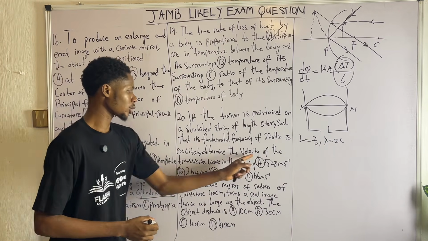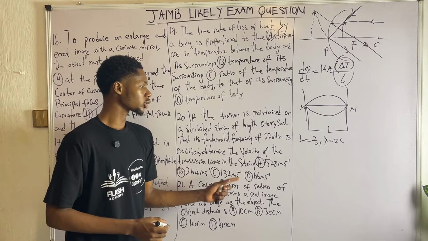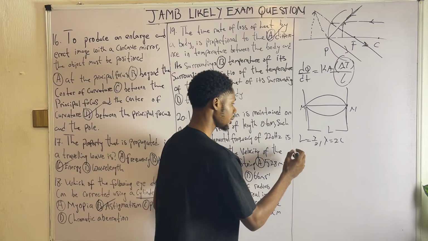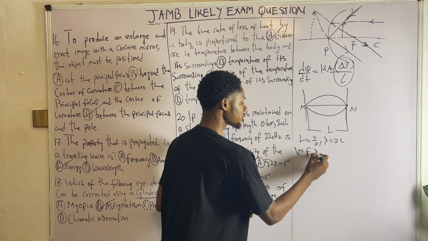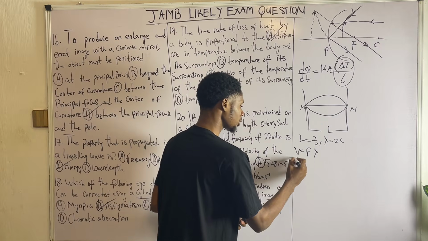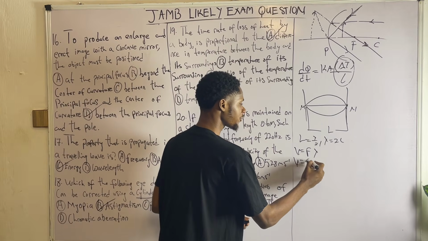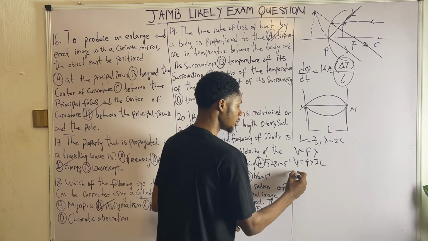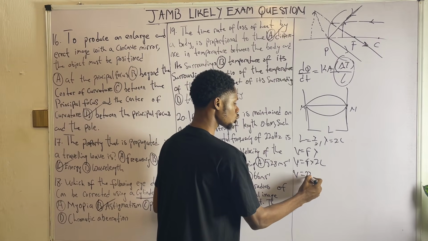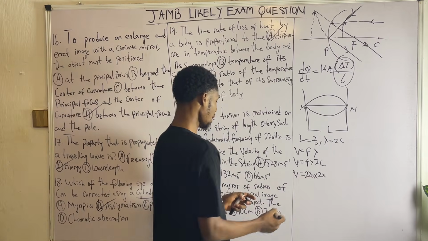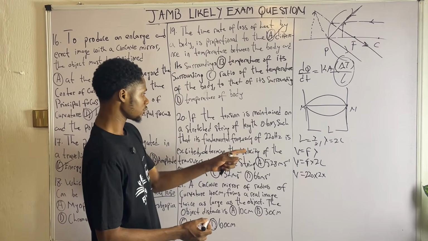Now the question wants us to calculate velocity. You know that velocity is equal to frequency times lambda, where lambda is the wavelength. Hence V is equal to f times lambda, which is 2L. So V is equal to the frequency, given as 220, times 2 times L. What's the length of the string? 0.6.